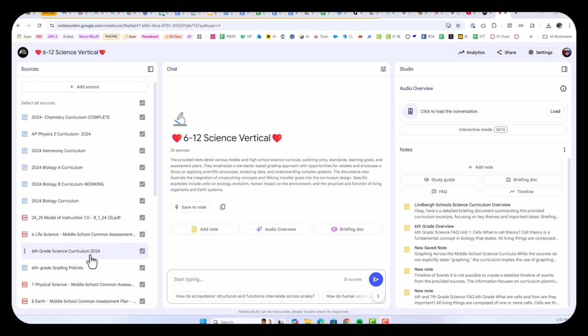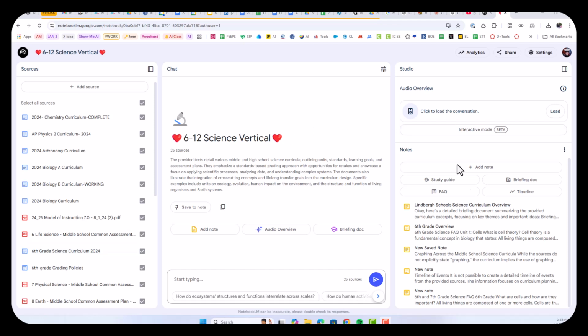On the far left-hand side, this is all the training material that we uploaded. These are all the curriculum guides, the grading policies, etc. from 6th grade through 12th grade, plus our MOI. The power of AI is going to use these documents to answer your questions.